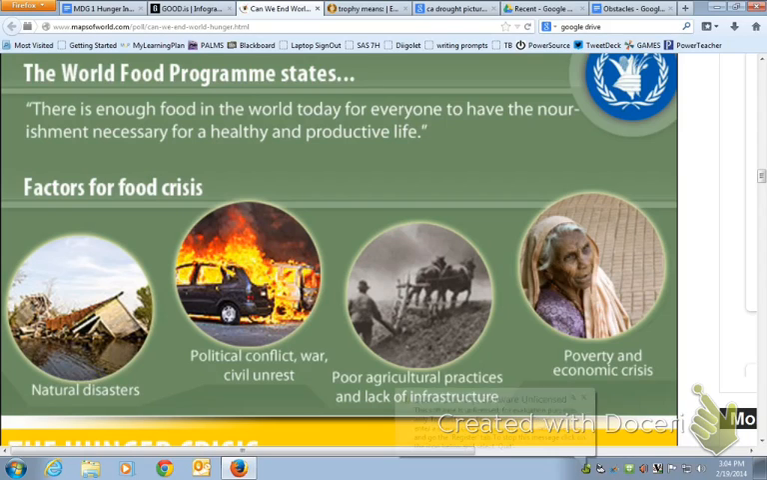You have to imagine if there's a war going on in your country, it might not necessarily be that easy to go and access food. Similarly, these relief organizations that bring food to places that need it, they don't necessarily want to go into places where there's political unrest. So that's something to consider. Poor agricultural practices. Basically, some countries don't have the technology.